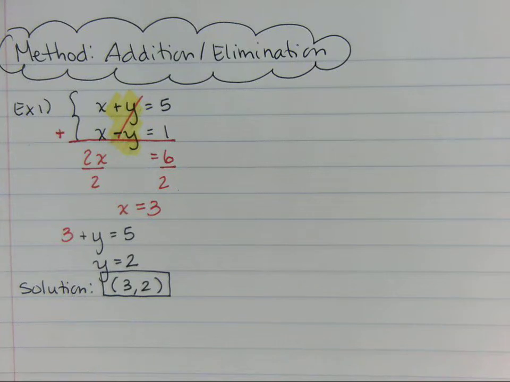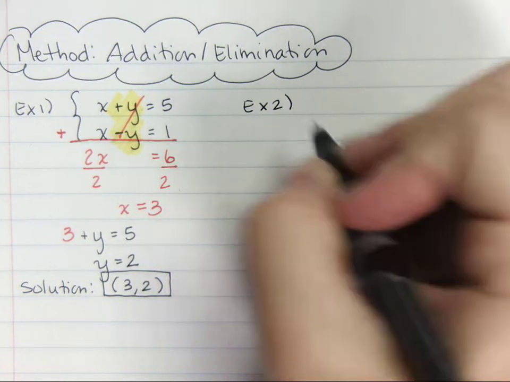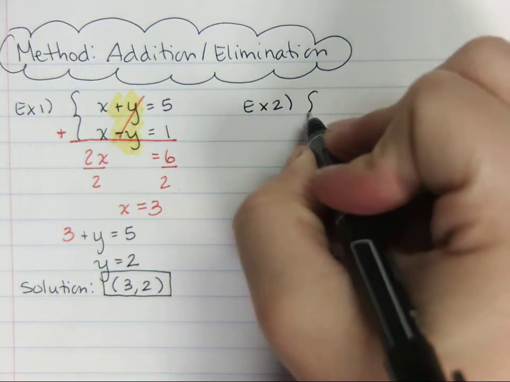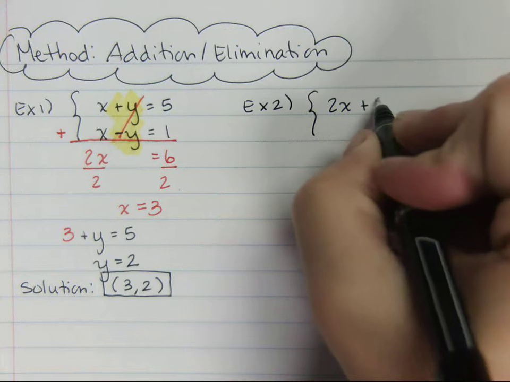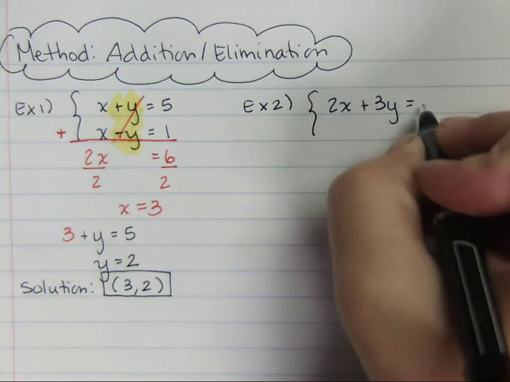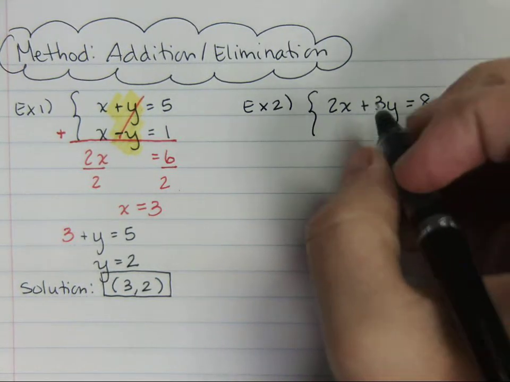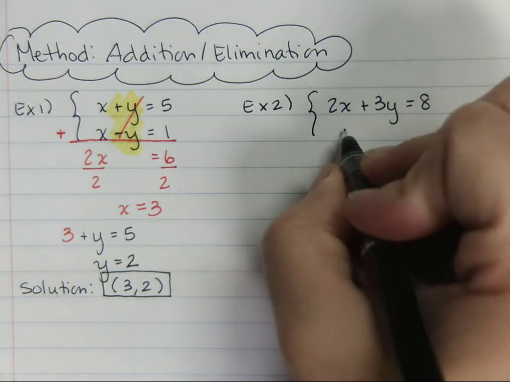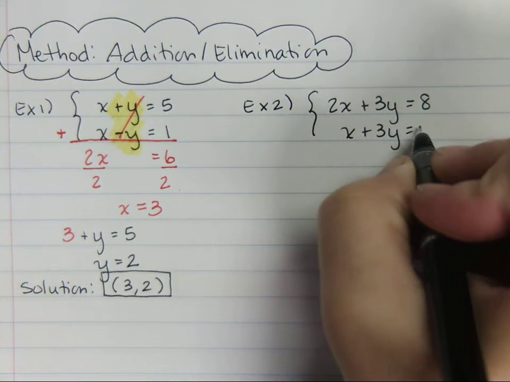Now, sometimes you end up with a system where it looks almost like you should be able to add them, but not exactly. So let's get a new system here: 2x plus 3y equals 8, and x plus 3y equals 7.